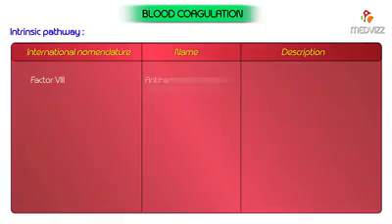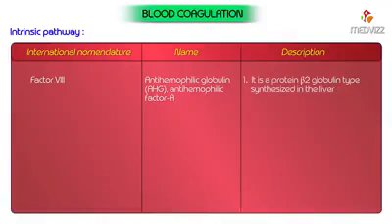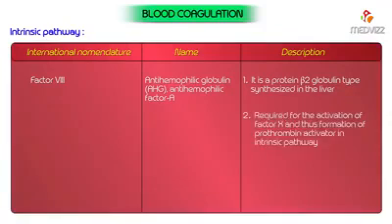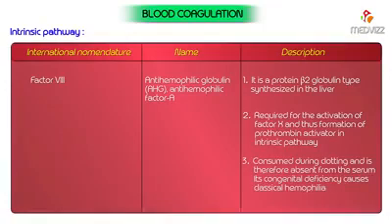Factor 8. Anti-hemophilic globulin, also known as anti-hemophilic factor A. It is a protein, beta-2 globulin type, synthesized in the liver. It is required for the activation of factor 10 and thus formation of prothrombin activator in the intrinsic pathway. It is consumed during clotting and is therefore absent from the serum. Its congenital deficiency causes classical hemophilia, which is an inherited disease in which the clotting time is prolonged.